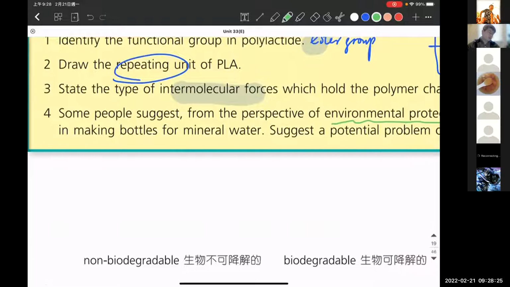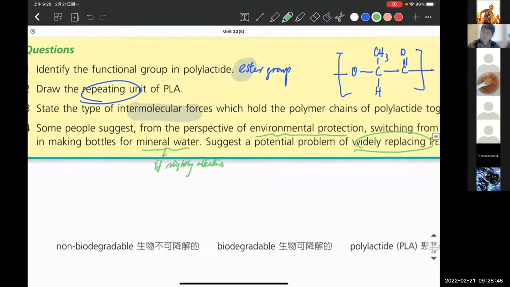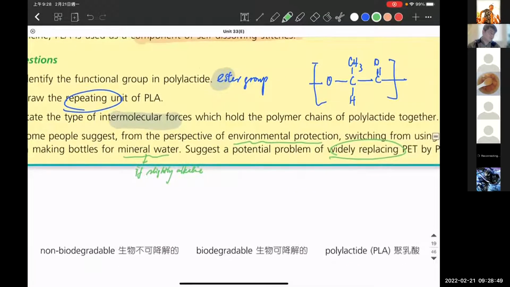Now, if the mineral water is slightly alkaline, it will be problematic. So this will be more easily hydrolyzed. In case the bottle is contaminated with some other material, microorganisms, for example, this will be easily hydrolyzed.